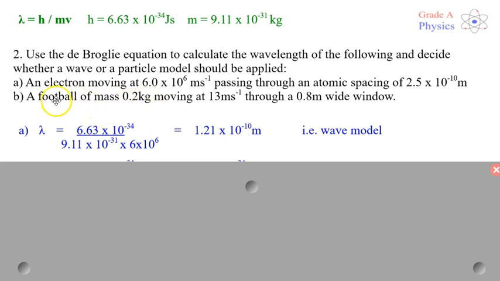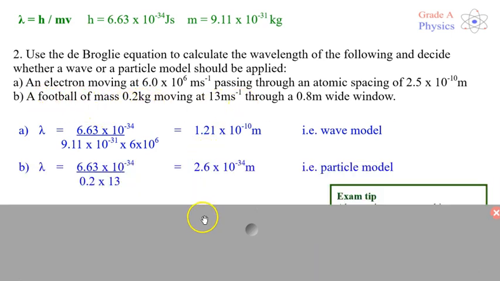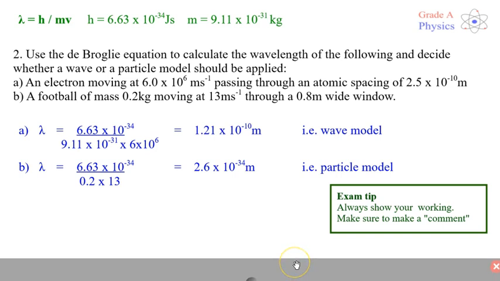Perhaps not surprisingly with the football. So again, we can calculate the wavelength. We've got a relatively large mass and a relatively small velocity. But because we have this dominant Planck constant on the top, then we're going to get this very, very small wavelength. If we compare the wavelength to the gap, 0.8 meters, then it's much, much smaller. So no diffraction takes place and the football behaves as a particle.